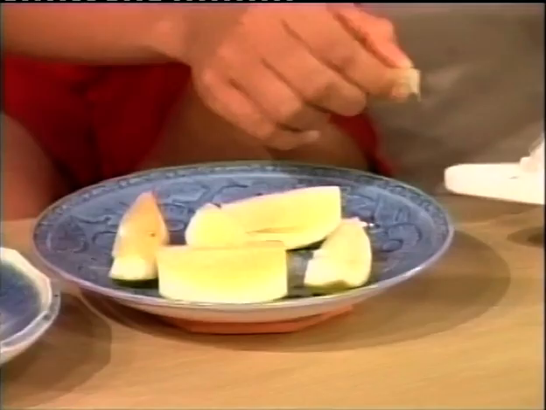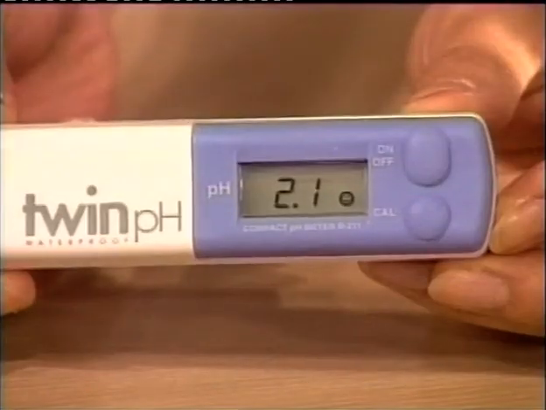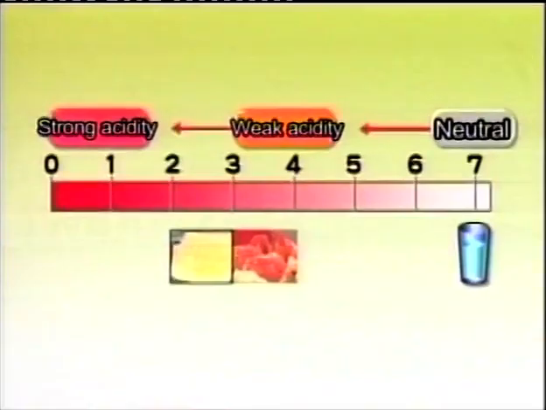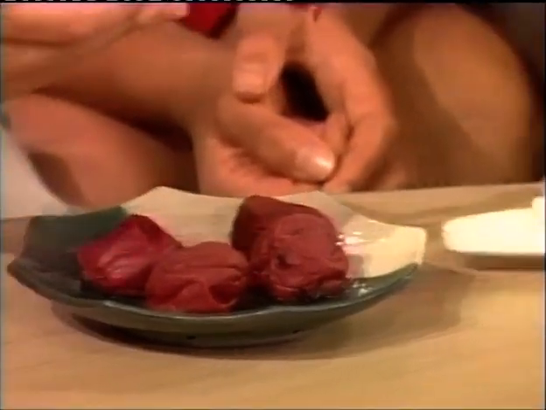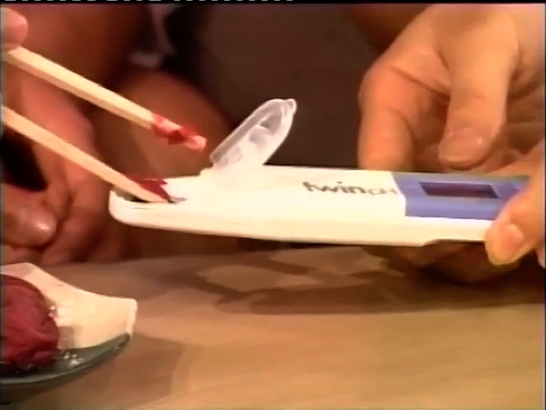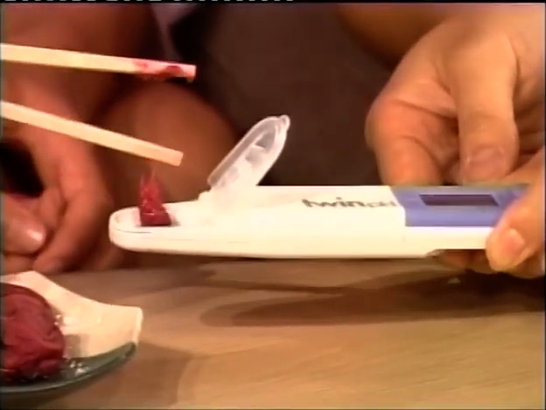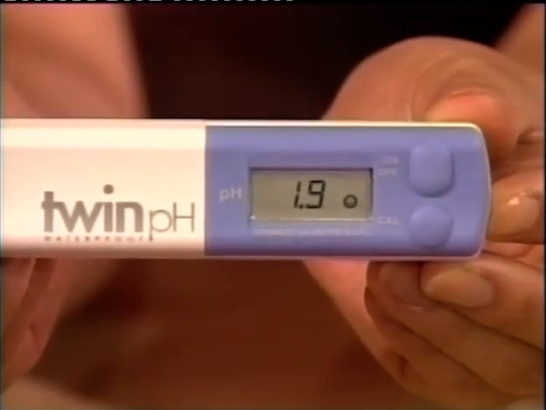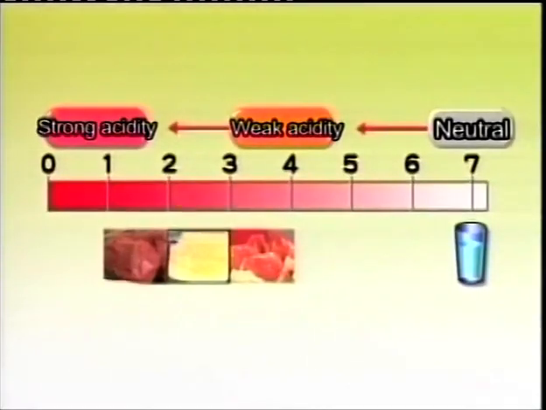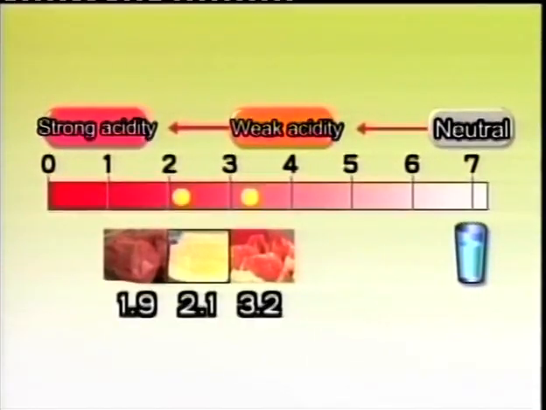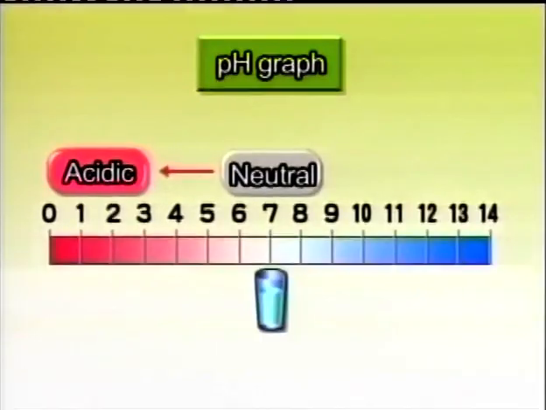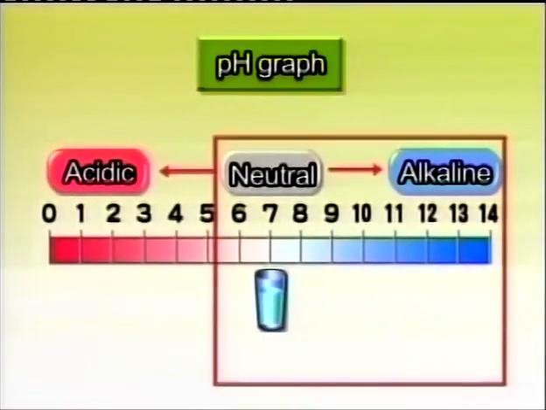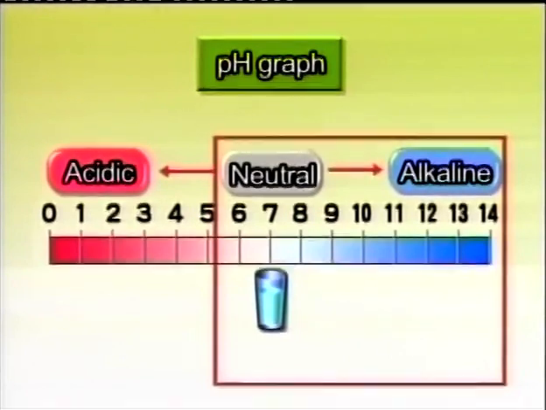In the same way, a lemon's pH is measured and its pH shows 2.1. And the pH of a very sour prickly plum is 1.9. The sourer the substance is, the stronger its acidity is. Contrary to acidic, the solutions with pH numbers larger than 7 are called alkaline.